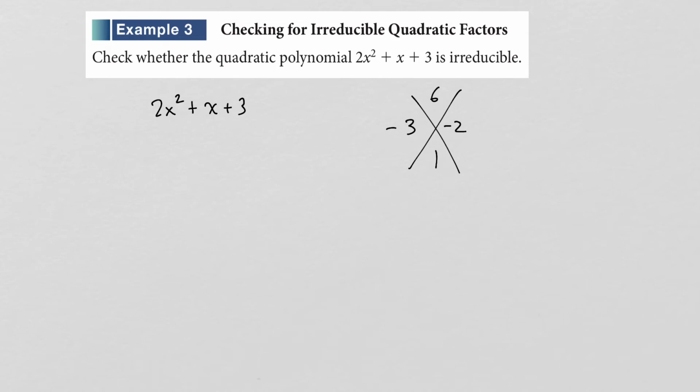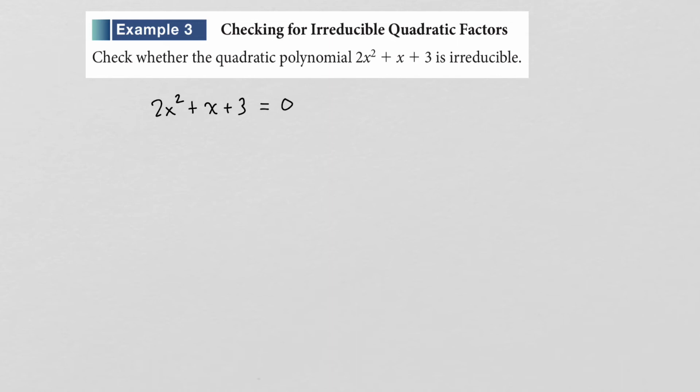The only way I'd be able to get 1 is if I maybe change this to be a positive 3 and a negative 2. So when I add these, I get 1, but the problem now is 3 times negative 2 is not positive 6. So you can try all you want, but you won't be able to factor this in the traditional sense. So let's see what's really going on.